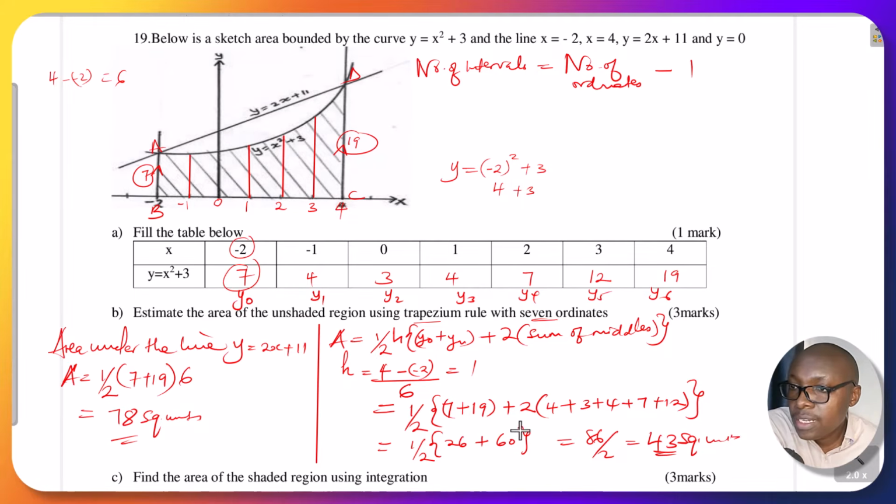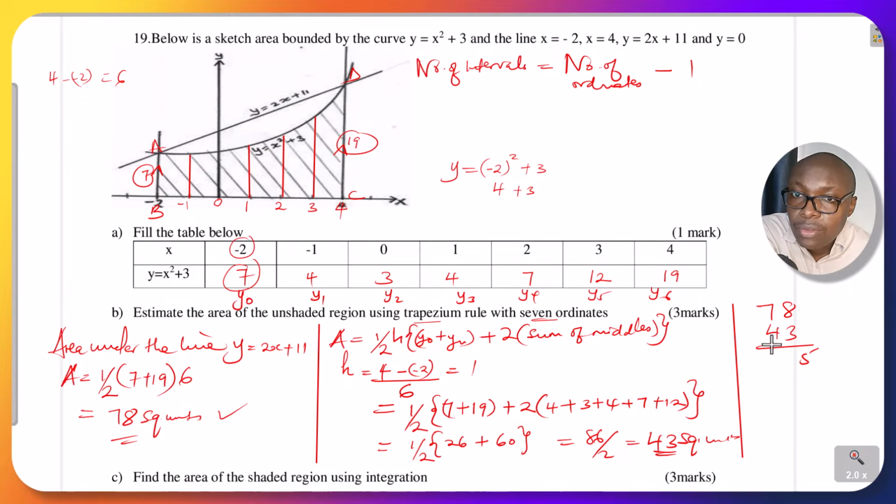So that is the area under the curve by use of the trapezoidal or the trapezium rule. Now we get the required area. Remember, we are getting the area of the unshaded part. We said we are going to get the area under the line, which is 78 square units. Then subtract the area under the curve, which is 43. And these will give 5. And this one will give 35. So the solution there is 35 square units. So that is the solution for that part.